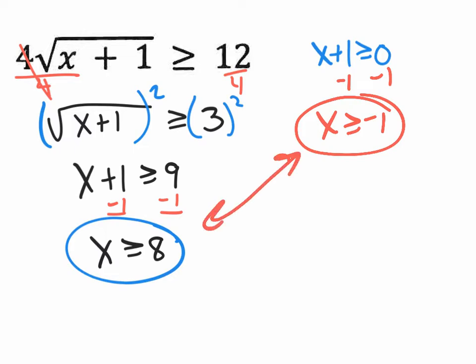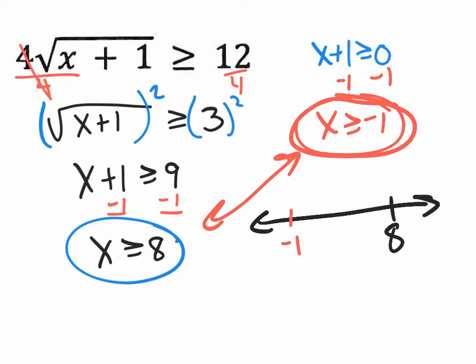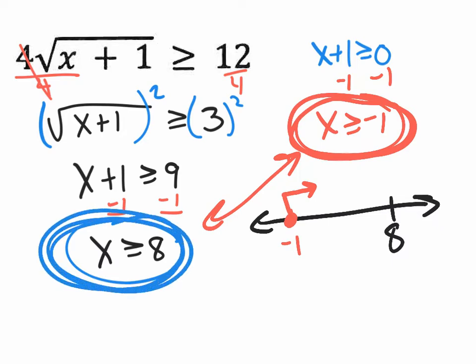How do we determine what's the correct answer? Well, one way is by sketching it on a number line. So we have -1 right here, and we have +8 over here. When we look at the inequality that involves a -1, it says x is greater than or equal to, which is to the right of -1. And when we look at this one right here, x is greater than or equal to 8. That's also to the right.